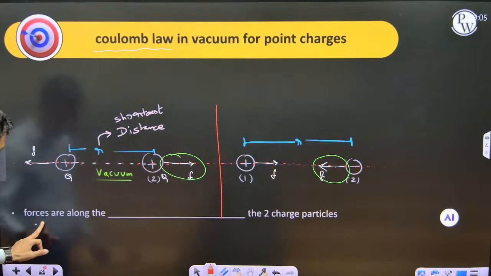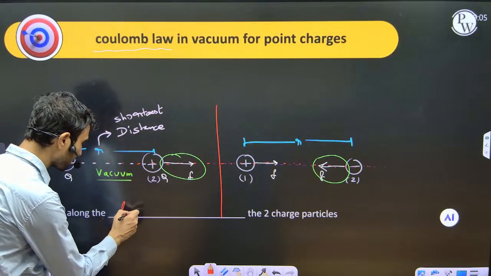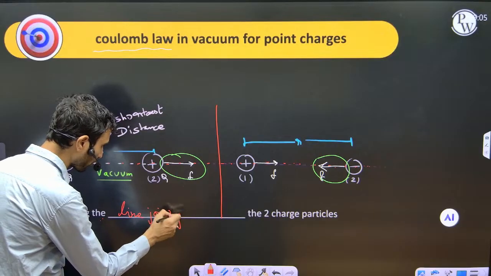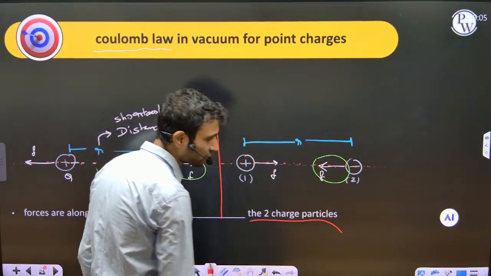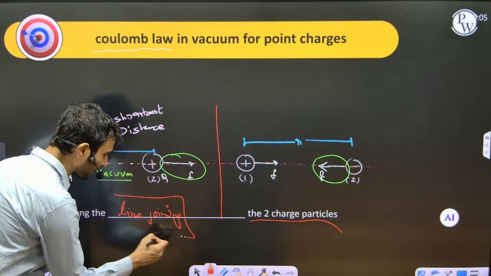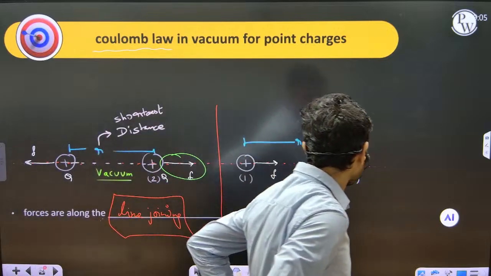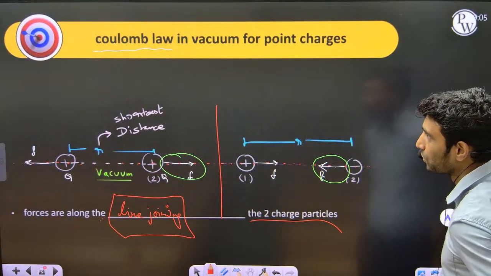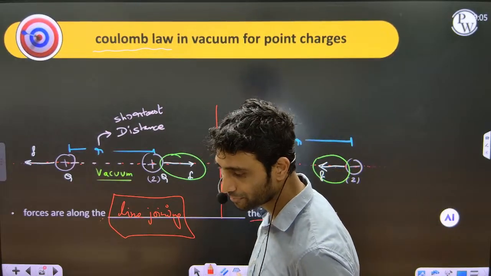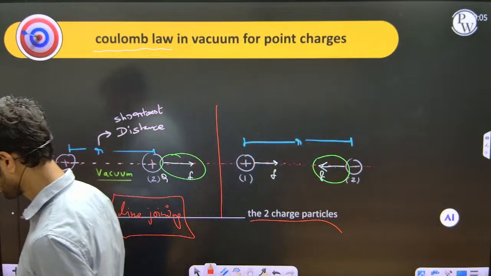So what can I write? Forces are along the line joining the two charged particles. So forces will always be along that, guys. Along the line joining the two charged particles. So this is the direction part. Then we'll go into the magnitude part. So first we take down the direction, and in the next slide, I'll tell you the magnitude.